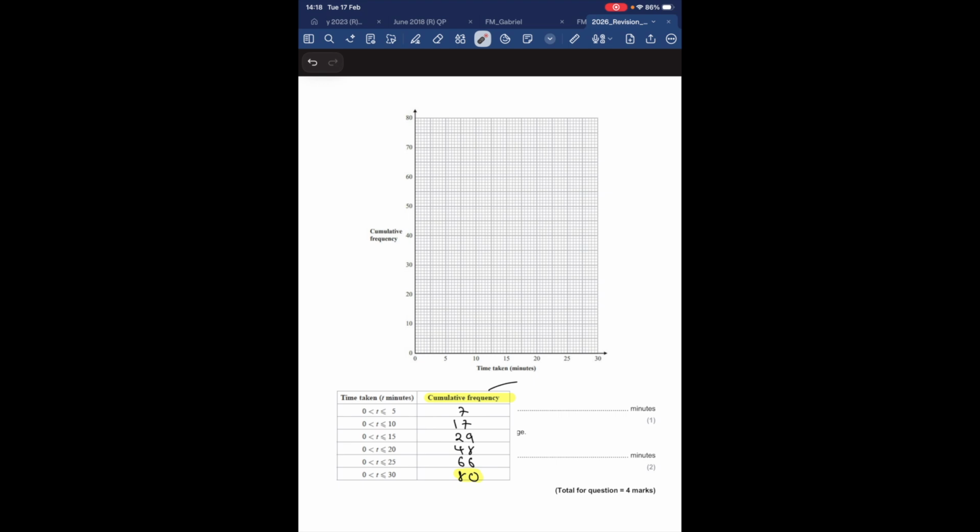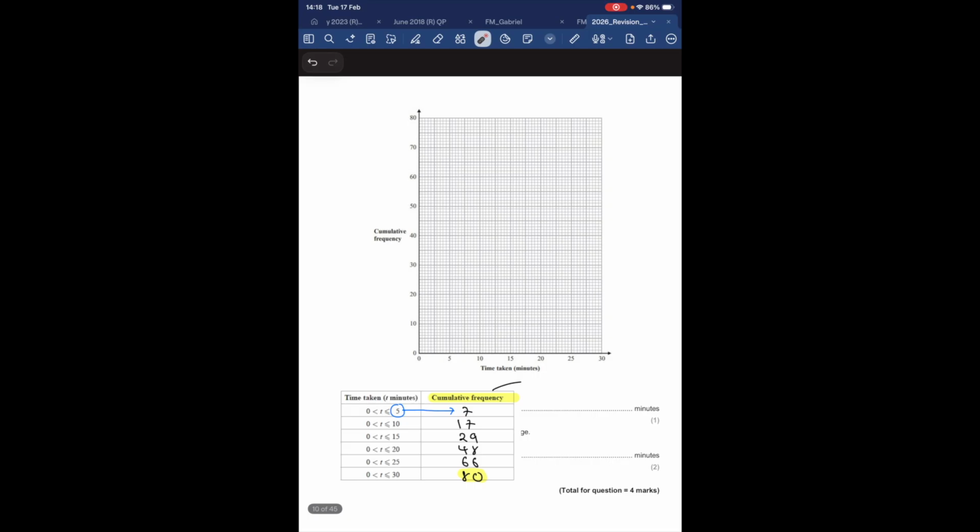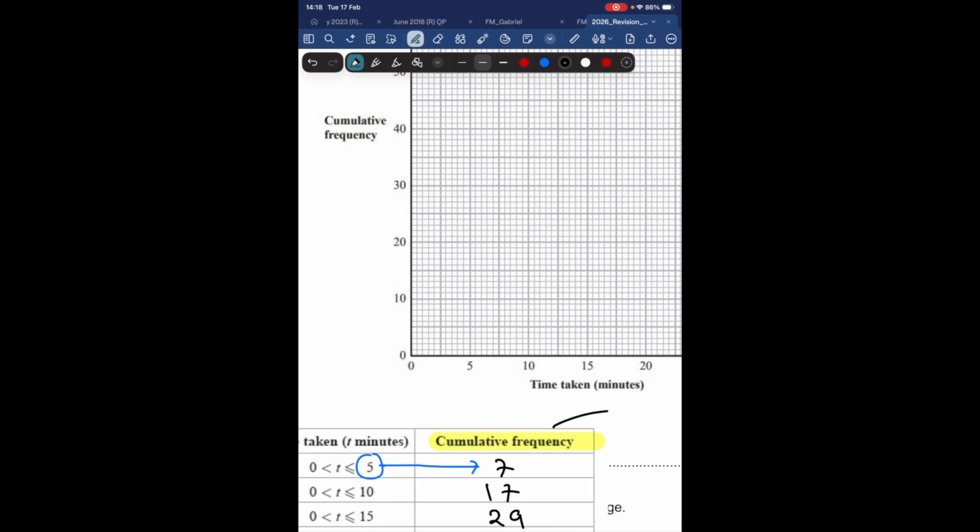So when we come to plot the cumulative frequency curve, we need a series of points. We're plotting the upper bound, or the upper value, in our class against the cumulative frequency. So the first point that we're going to plot is going to be 5 minutes across and then 7 units up. So the first point is going to be 5 across, 7 up, which is going to be roughly about here.